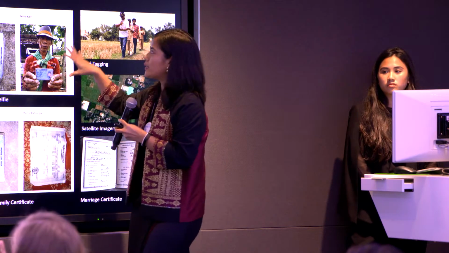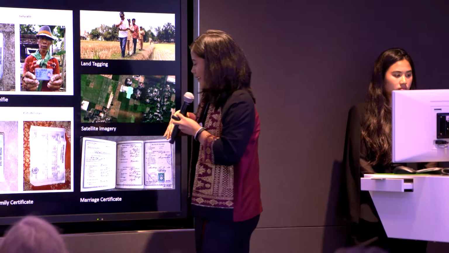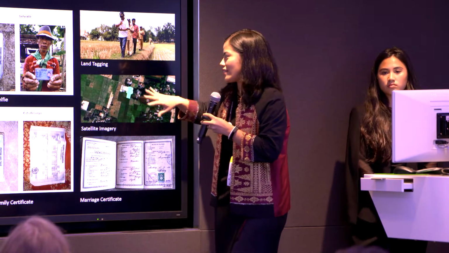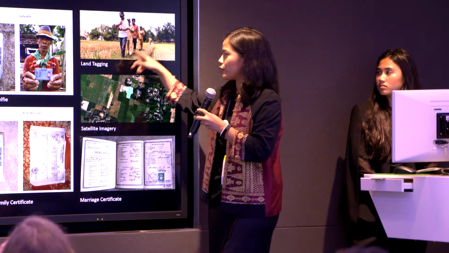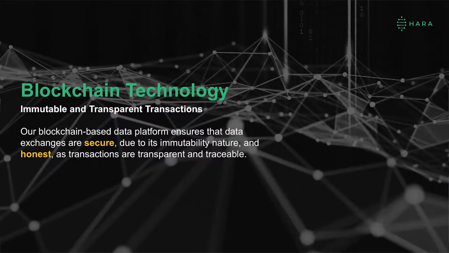And this is the loan application. This is to show you the types of data used to support it. We get pictures of farmer IDs, farmer spouse, their family certificate, their marriage certificate, their land image. This is how they do the land tagging. And we also built this on top of blockchain technology to ensure the whole transparency and traceability of the data.